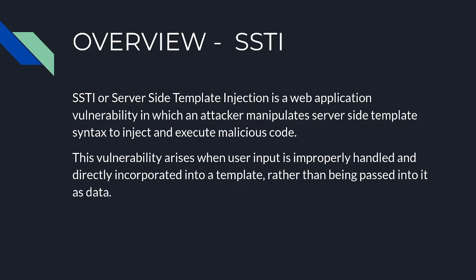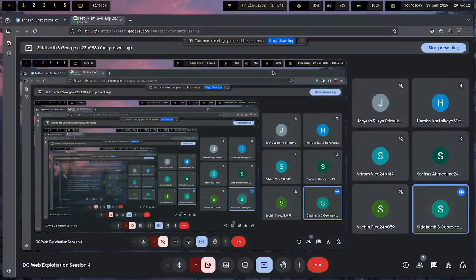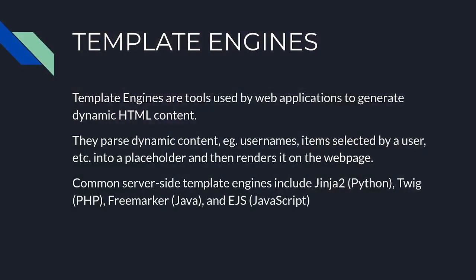And in order to exploit SSTI on a Flask app, an attacker would inject their own bit of malicious Python code into the template in order to execute it. And that's how SSTI typically takes its form. And like I said, template engines are tools used by web applications to generate dynamic HTML content. They take in dynamic content like usernames and items selected by a user, in case it is some kind of shopping application, and then they place it into a placeholder and render it on the web page.